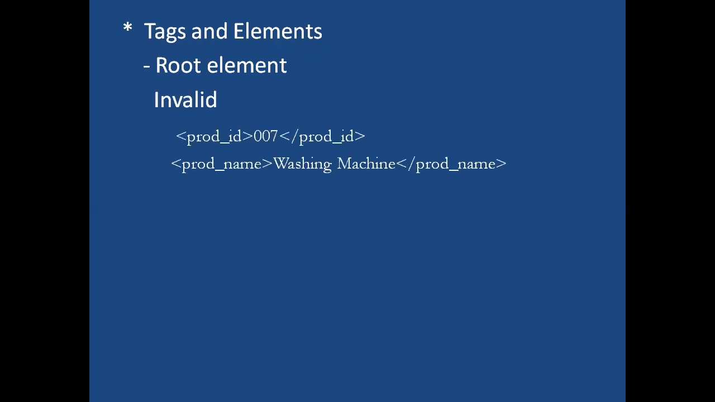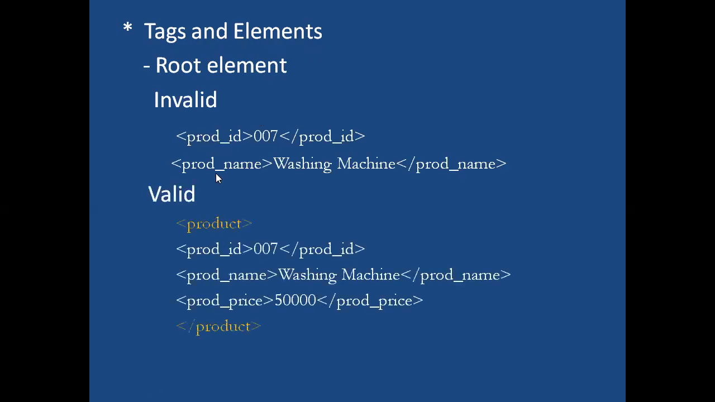This is an example of an invalid document because it doesn't have a root element. This is valid because it has a root element. Product is the root element here. And a root element can have child elements and sub-child elements.